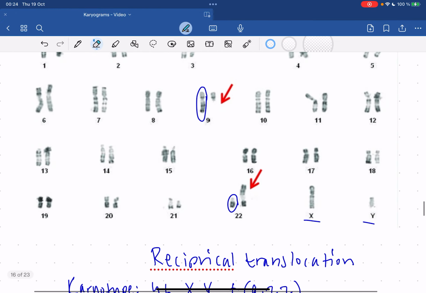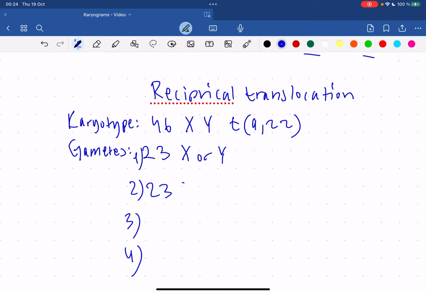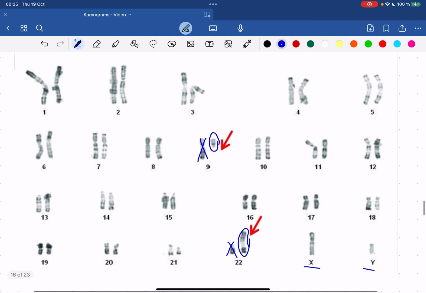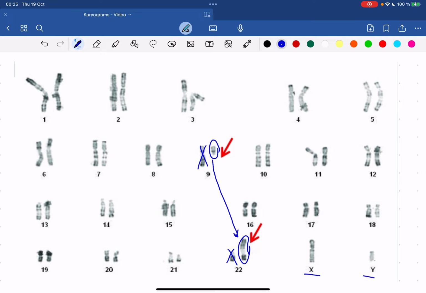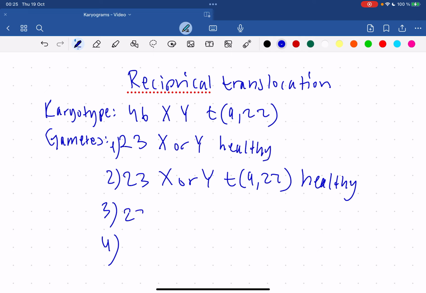Second one would be if you take the ones that are equal to one another, so that one and that one. They're equal because this part has just migrated here, so we're not losing nor gaining anything. So that would be 23X or Y, T922 because there's a translocation from this to this. And this would be healthy because, again, you're not losing nor gaining anything. And this would also, of course, be healthy. Now, next one would be 24X or Y.